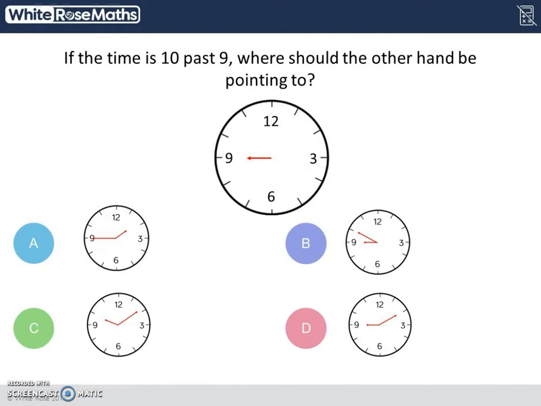In order to answer this question, think about what the hand that is shown is. Is it the hours or is it the minutes? And then think about what it's pointing to. What does that tell us? And then think about the other hand and what information that needs to tell us. So pause the video and decide whether it's A, B, C or D, and come and join me when you've got an answer.